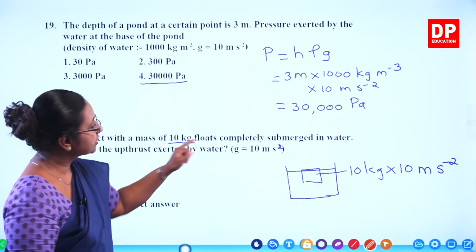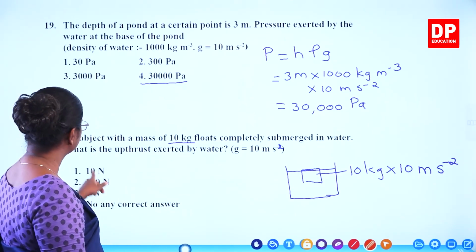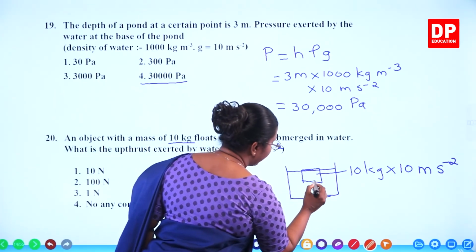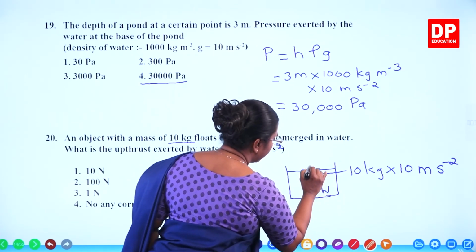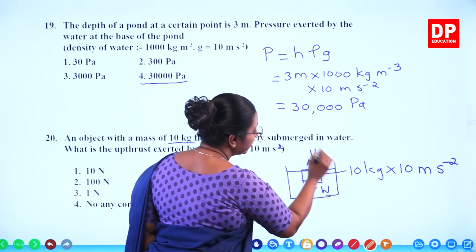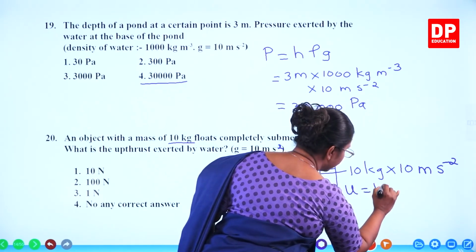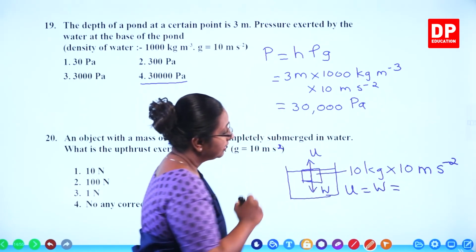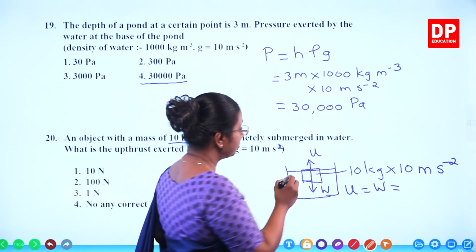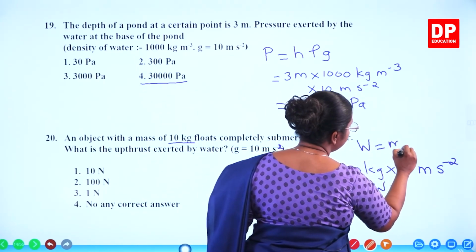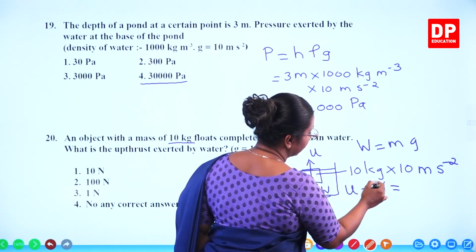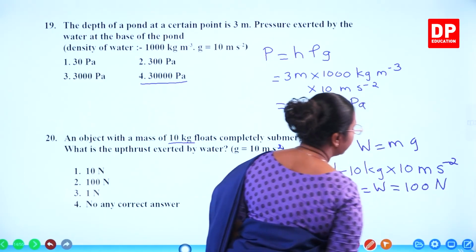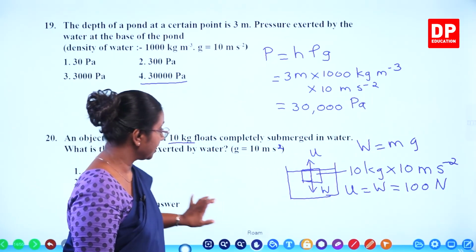Then, of course, it floats completely submerged in water like shown in the diagram. What is the upthrust exerted by water? So, in this instance, students, what happens? The weight is down, upthrust is up. When an object is floating, always upthrust is equal to weight. So that is equal to weight, which has to be 10 into 10. 10 is the mass, kilogram is mass. You all know the relationship, students. Weight is equal to mass into gravitational acceleration. So 10 kilogram mass, gravitational acceleration 10. So that is going to be 100 Newton. So that is the upthrust acting on the object.